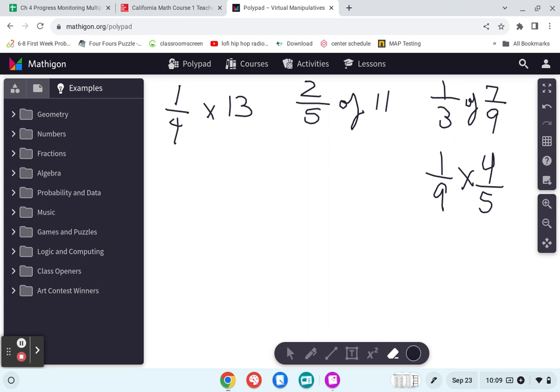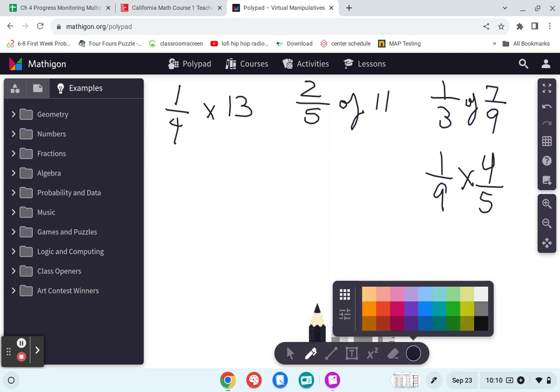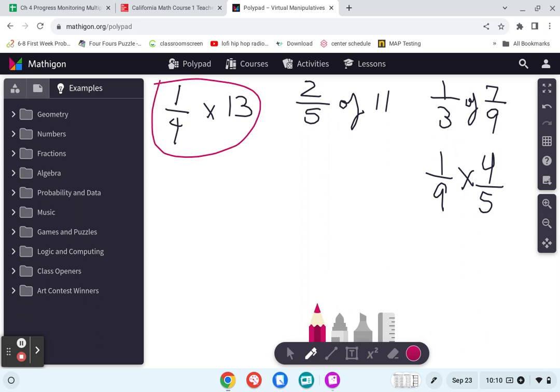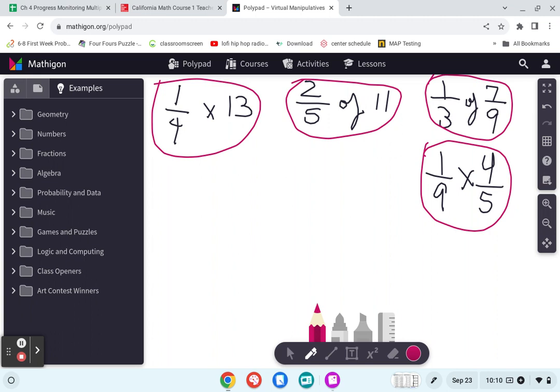So let's get started. First, I want you to take a look at the different ways in which I have written out these problems. We have 1/4 times 13. We have 2/5 of 11. We have 1/3 of 7/9. We have 1/9 times 4/5. There are basically two different problems here. Here we have the multiplication of a proper fraction by a whole number. Here we have the multiplication of fractions, proper fractions.